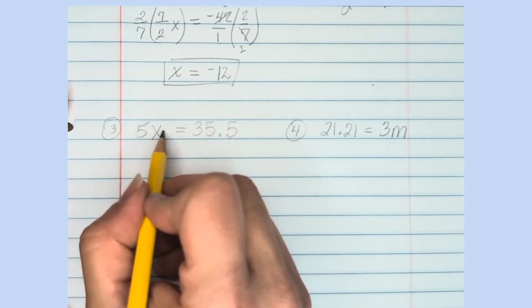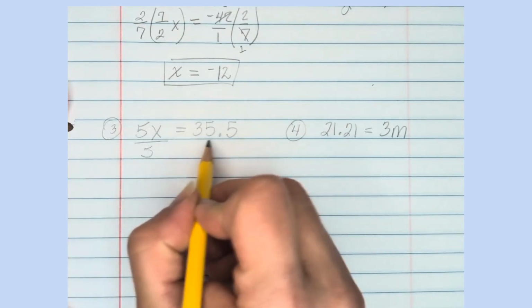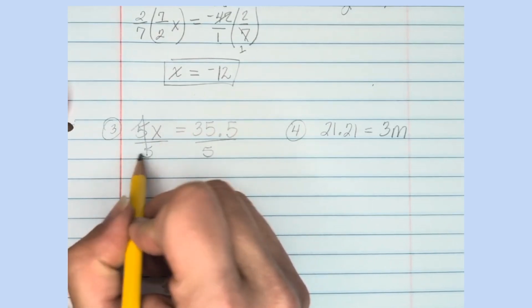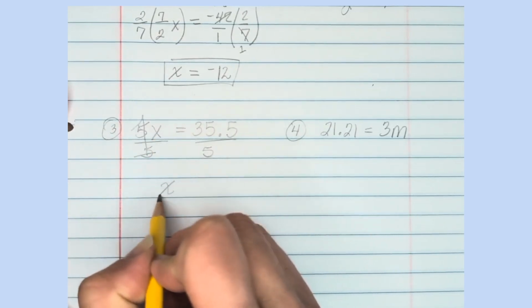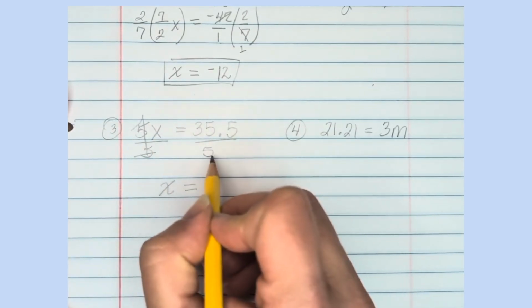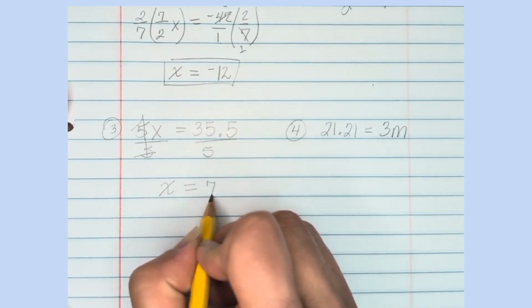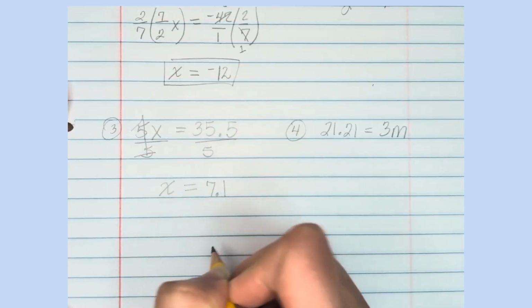For problem 3, we have 5x is equal to 35.5. The opposite of multiplication is division. When we divide 5 divided by 5, we get 1. So on the left-hand side, we have x. And 5 goes into 35.5, 7.1 times.